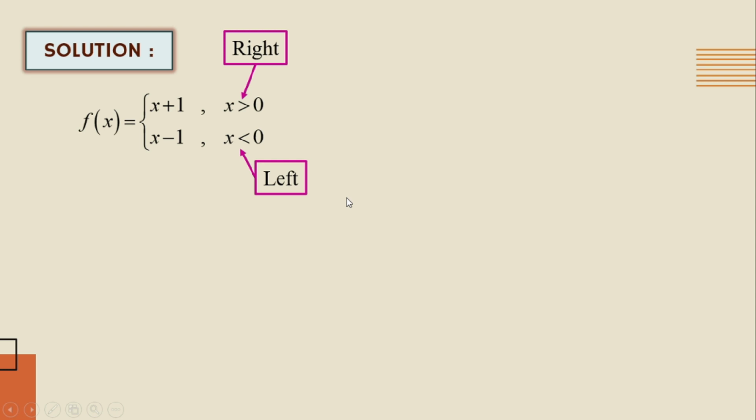Or if you have a problem choosing the correct function, it's better to draw the number line as usual. Where 0 here refers to the domain or to this number. Okay, so x greater than 0 is on the right of 0. So the function is f(x) equal to x plus 1.